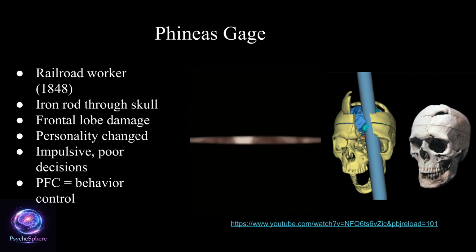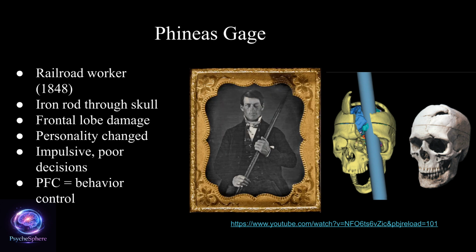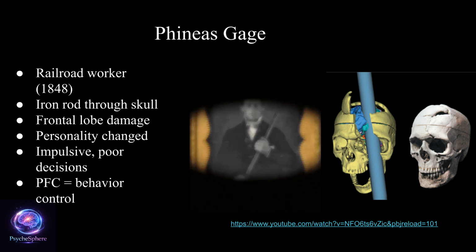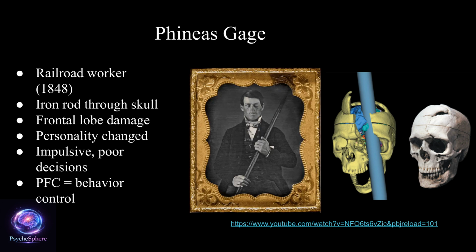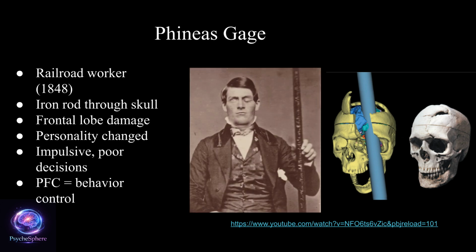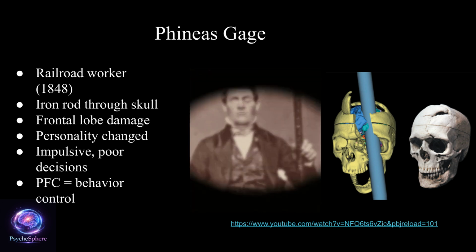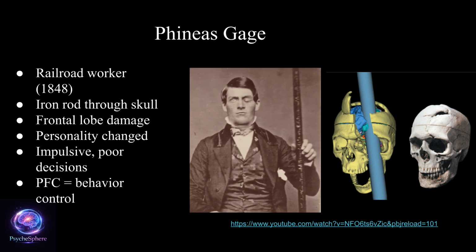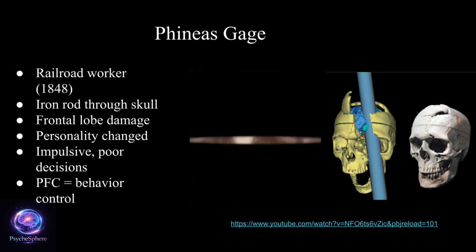Now, let me tell you about one of the most famous and important cases in neuroscience, a person named Phineas Gage. This case completely changed how scientists understand the brain, especially the frontal lobe. Phineas Gage was a railroad construction worker in the 1800s. He was known as responsible, calm, and very good at his job. But one day a very terrible accident occurred. An iron rod, about a meter long, was accidentally blasted straight through his skull, entering below his eye and exiting through the top of his head.